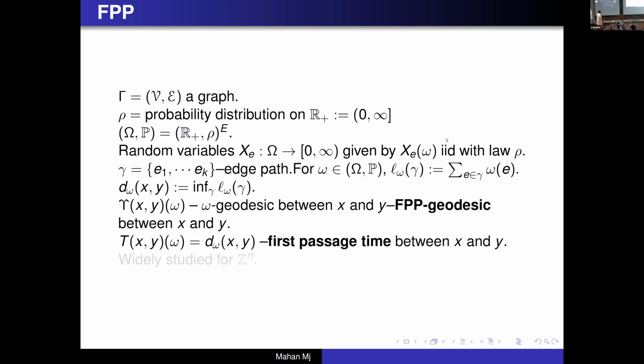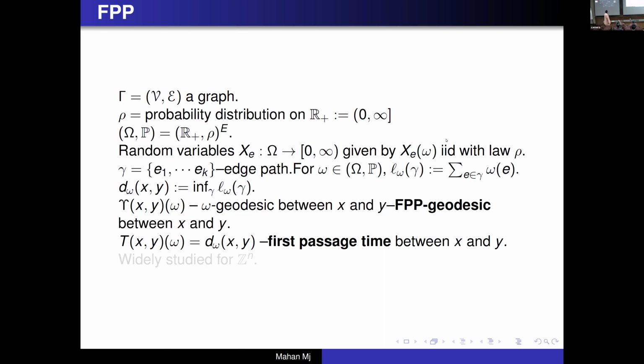Is that right? Say that again, Kedar. T is the sum of the random variables along gamma, for gamma which minimizes the distance. So it is the minimum distance. No, but I thought, okay, so gamma need not minimize? Gamma need not have d_omega? So what is gamma then? It's not the thing that realizes d_omega.